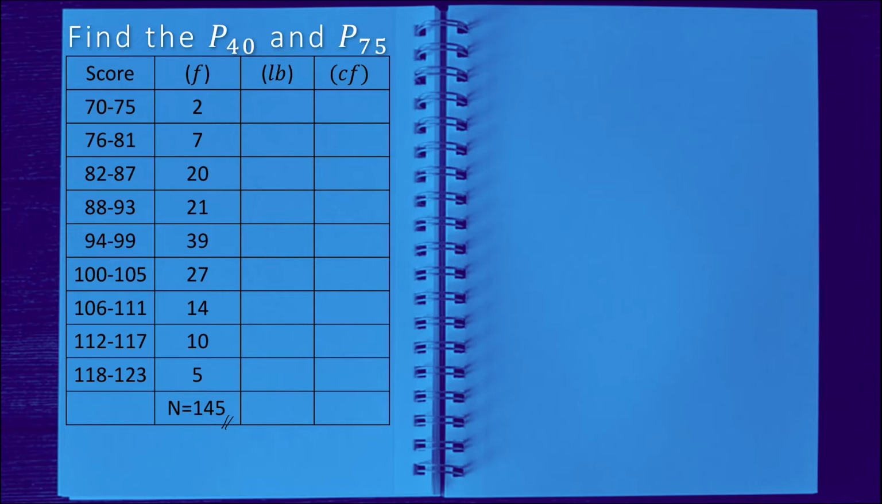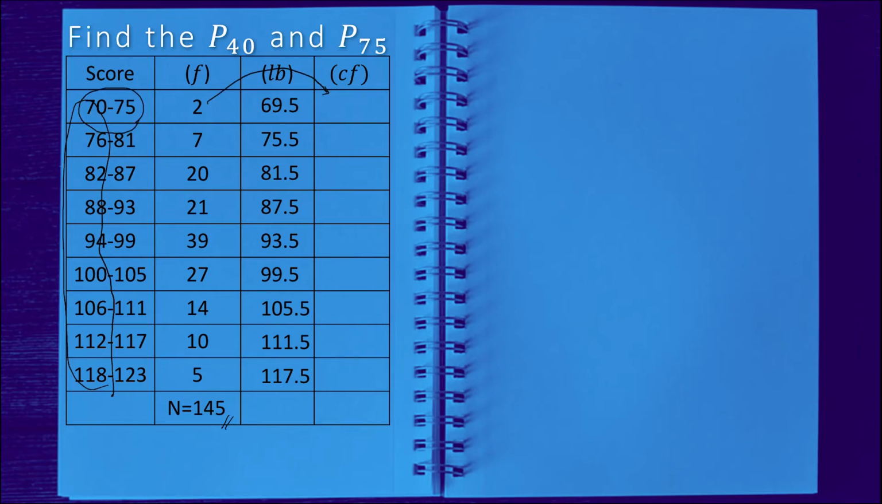And then, minus 0.5 lang sa lower boundary natin. And sa lower class, minus 0.5 lang. And makukuha na natin lahat yan. 69.5, 75.5. Lahat po yan. Nasabi ko na kanina. At si CF naman po is titignan niyo sa pinakamababang score. And then, yung frequency nun, yung ico-copy natin dito. That's 2. And then, add lang ng add. 2 plus 7 is 9. 9 plus 20 is 29. And then, so on and so forth. Ayan po. Since nasagutan na naman natin yung kanina.